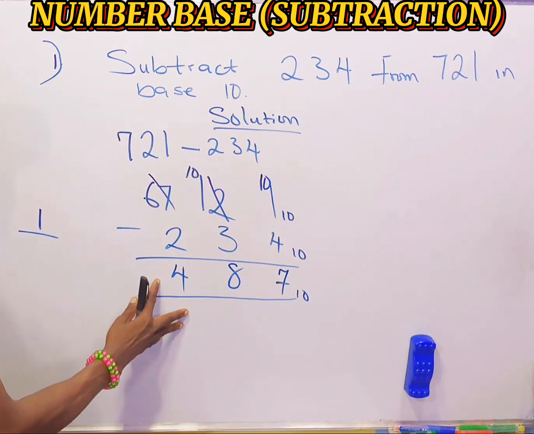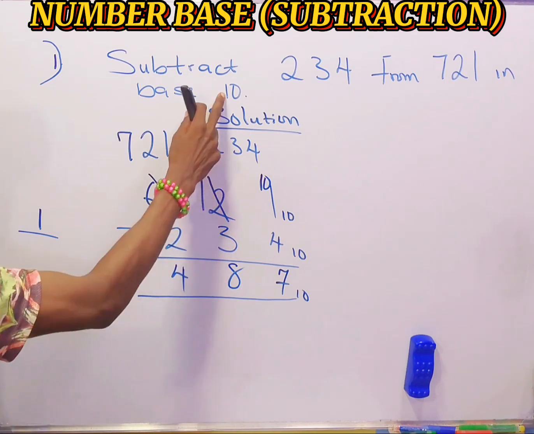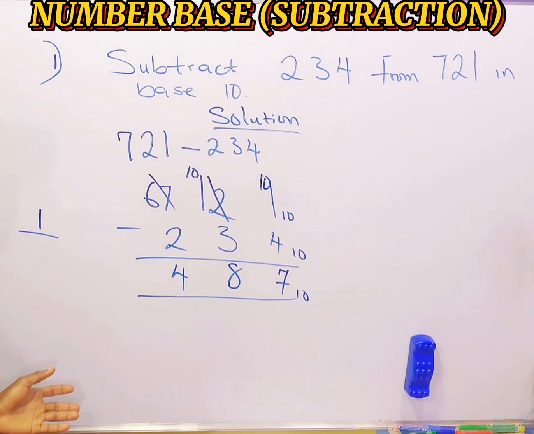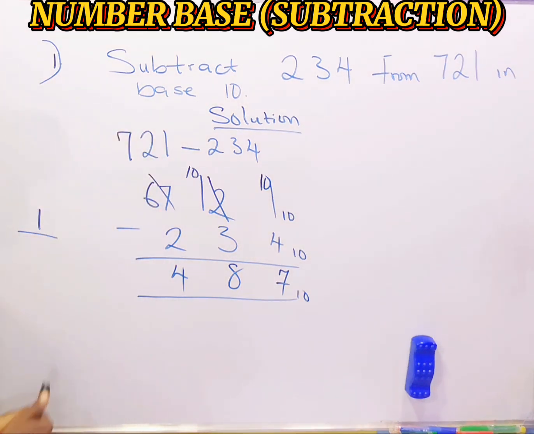This is the logic involving subtraction of numbers in base 10, which is the normal addition and subtraction of numbers in base 10 we do. This is the logic behind it.